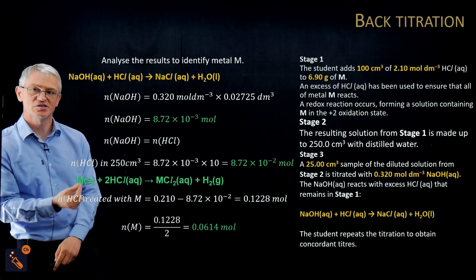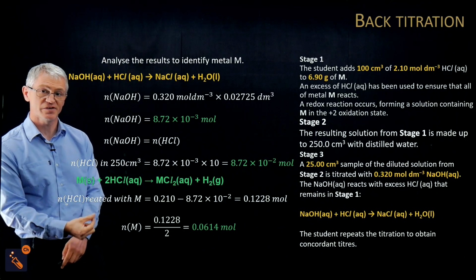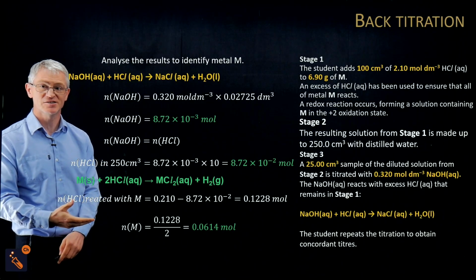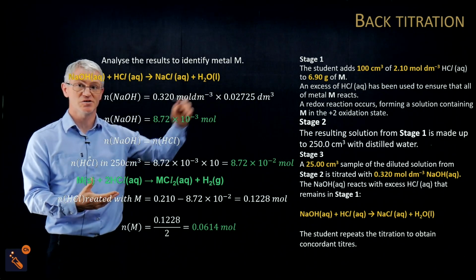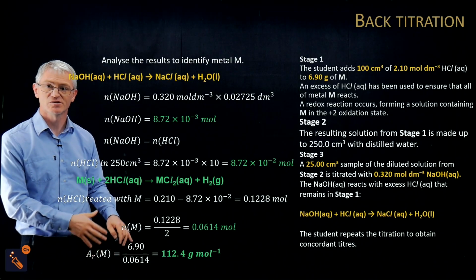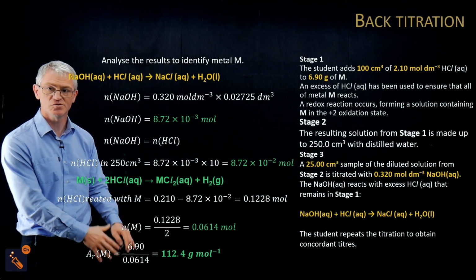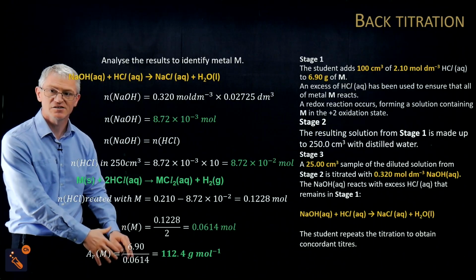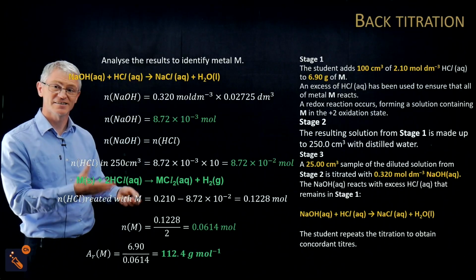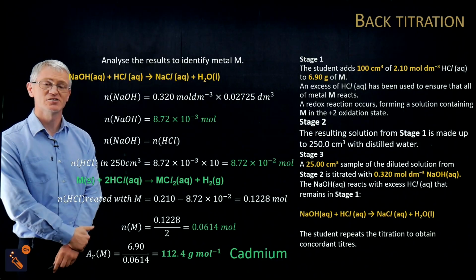Then we divide by 2 to get the number of moles of M. That gets you a number of moles of M, so I now have a number of moles of M because I've used this ratio. And now I want to know the molecular mass of M. Now I've got a mass of M, so 6.9 up there, divided by the number of moles, because atomic mass or molecular mass equals mass over moles. Okay, so I take the moles that are there, divide them into the mass, and I get 112.4. If you look on the periodic table, 112.4 is cadmium. So you can tell what element this is. Now that is the standard way to do back titration.